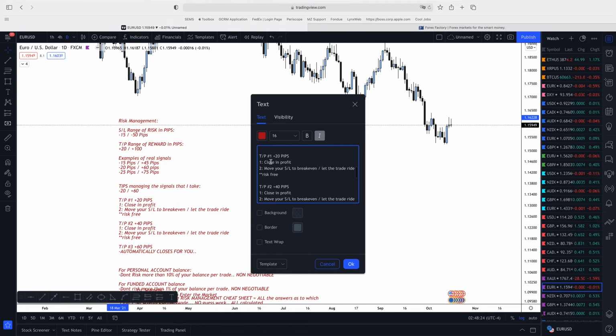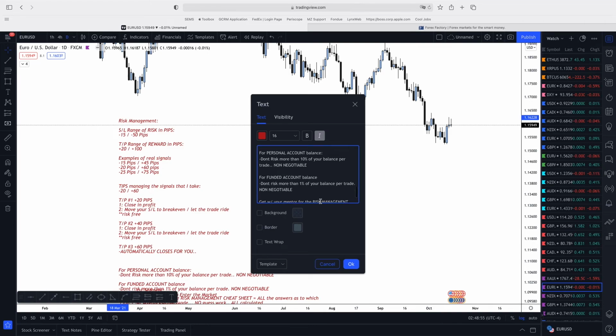So keep in mind, you reach 20 pips, either close in profit, or if you want to capture more money, move your stop loss to break even, and let the trade ride risk-free. If the trade comes back down to the point of entry, you lose nothing. If the trade keeps going, then you can smash 30, 40 pips. TP2 is 40 pips. Same options. TP3, well, the trade would automatically close for you because you have reached your final target.